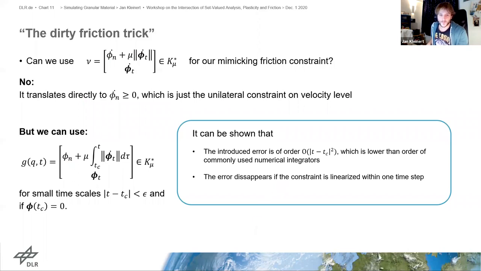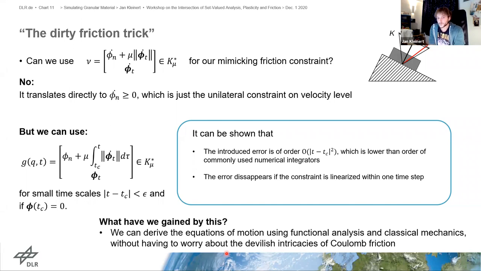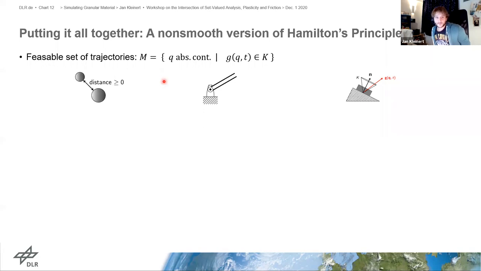So what do we gain by this? Well, we can derive the equations of motion using classical methods without having to worry about all the little devilish intricacies of Coulomb friction, because Coulomb friction is super hard. So now we just brush everything under the rug and hope that it works out. And if it ever does become a problem, we know where to look. Okay, so now I've established that my trajectories are all absolutely continuous. I formulated all my constraints as conical inclusions, which include equality constraints, and can even be something more exotic.